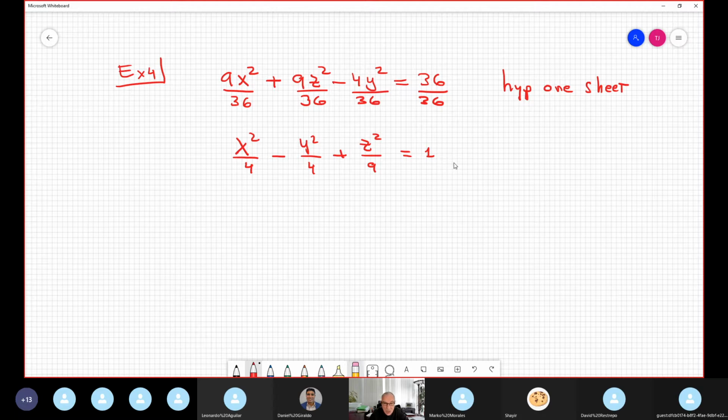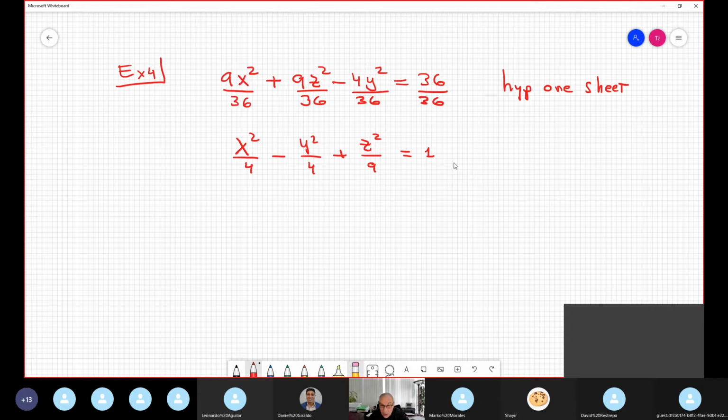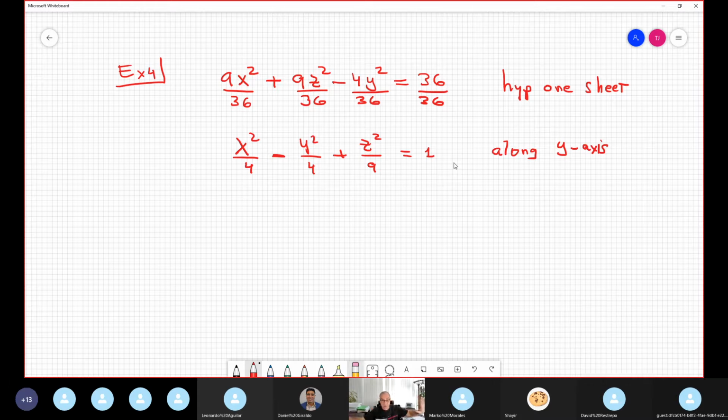Along what axis? Along the y-axis. Very well. Along the y-axis, because it's the only one that is negative. This is the clue. This is negative. It gives me information. If you have two negatives, it is another figure. So one negative is hyperboloid of one sheet. I repeat again. We have three variables, x, y, and z. Everything is squared, and one negative: hyperboloid of one sheet. End of the story.